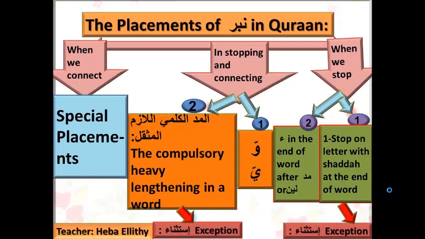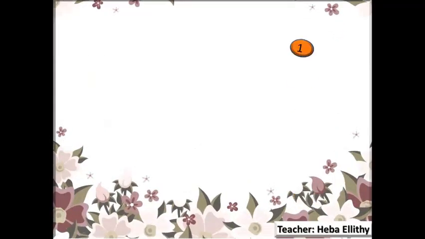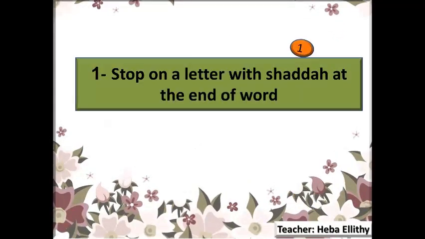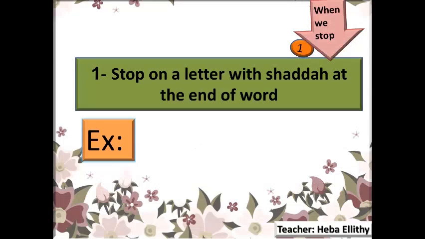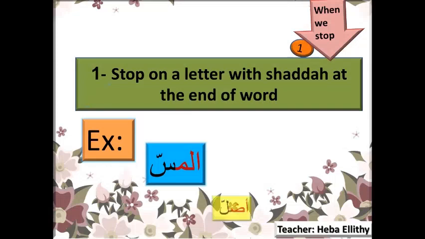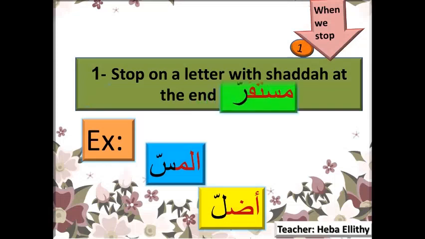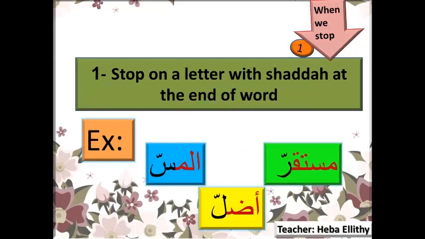Let's go together and see this one. Stop on a letter with a shadda at the end of the word. Example: المس. This is how we stop on it. أضل. This is how we stop on it. مستقر. This is how we stop on it.